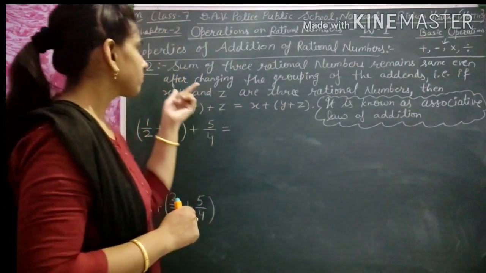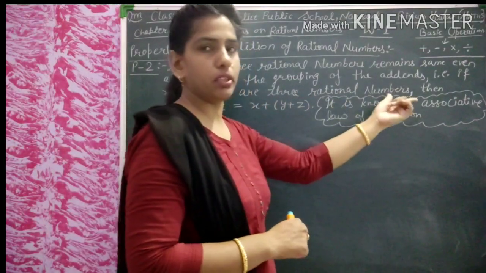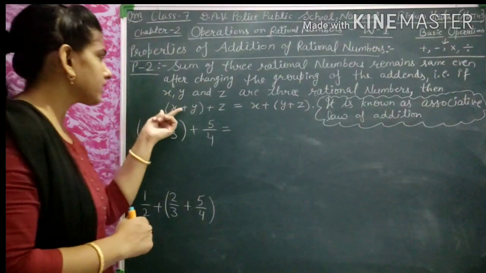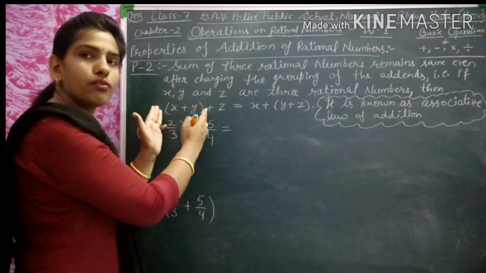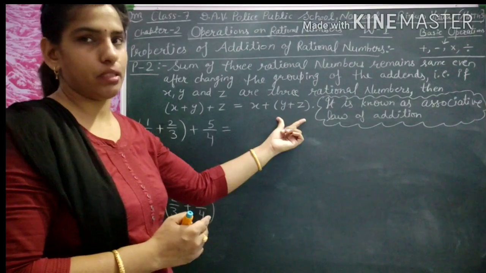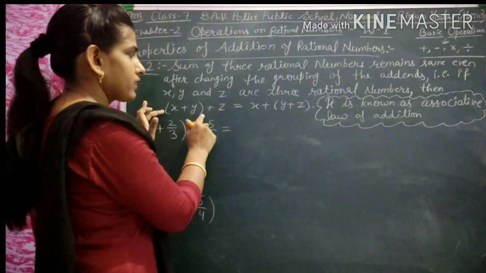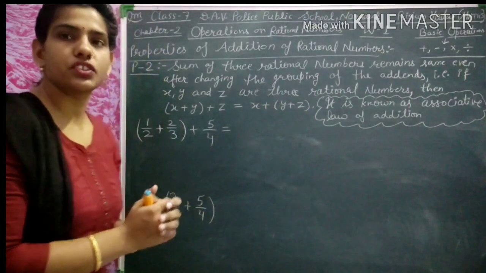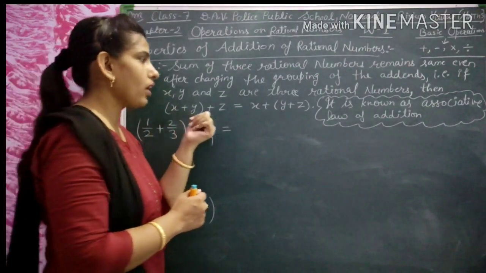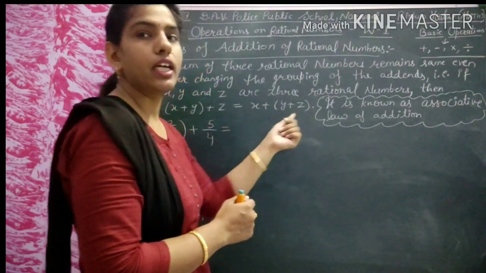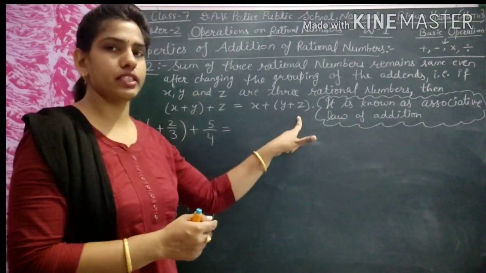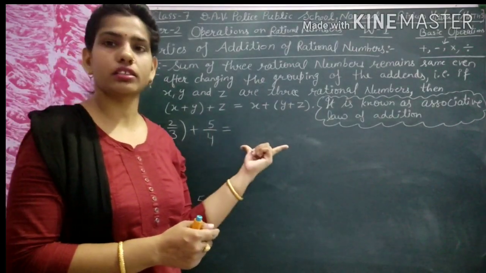Look here. Suppose there are 3 rational numbers: x, y and z. One group is x plus y, and the other group is y plus z. But the rational numbers are the same: x, y, z. If we change the grouping of addends, the result remains the same.